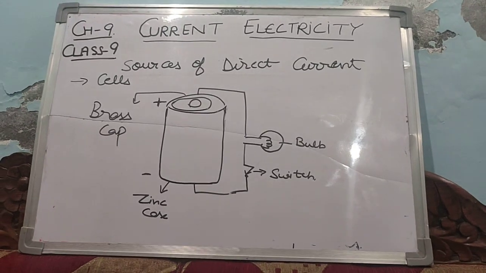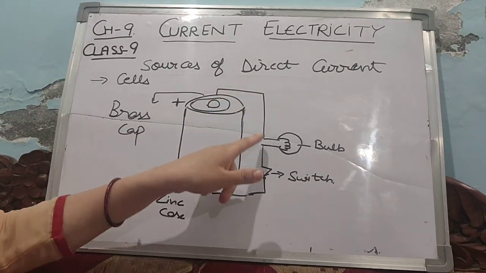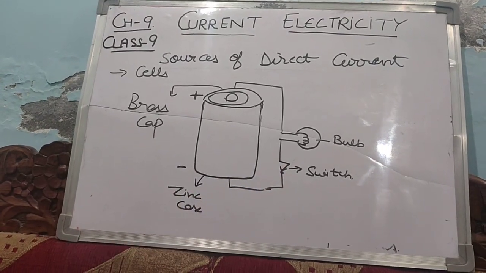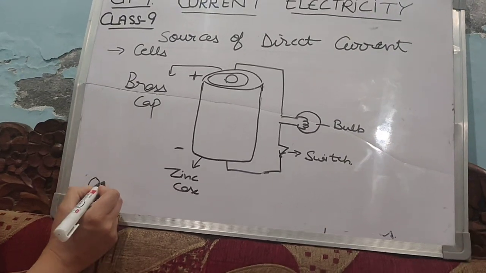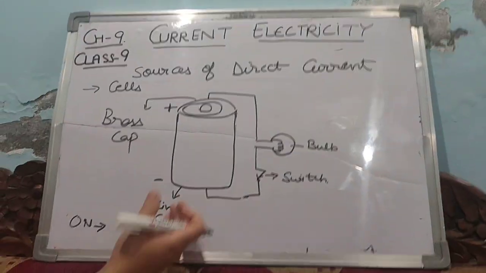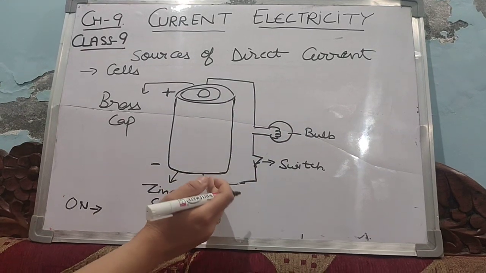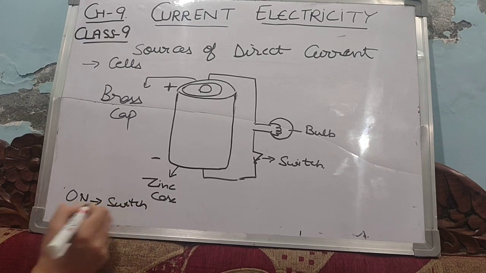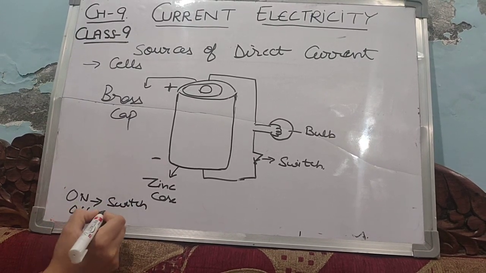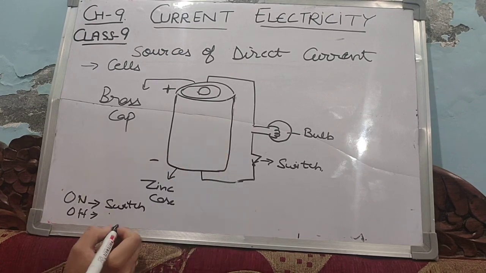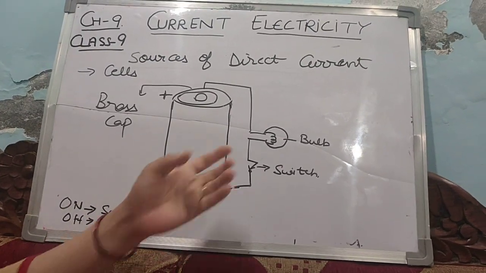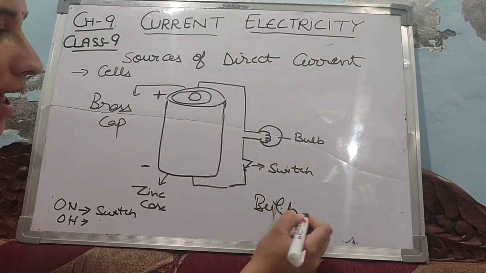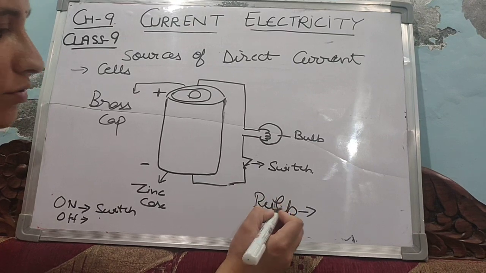Now we have connected this bulb to a cell with the help of a metallic wire, and we have attached a switch also. Now when we switch on, what will happen? The current will flow through the cell and the bulb will glow. Now remember, when I switch off the cell, then the current will not flow through the bulb and the bulb will not glow. So the bulb will only glow when the current is drawn and the current flows through the cell.